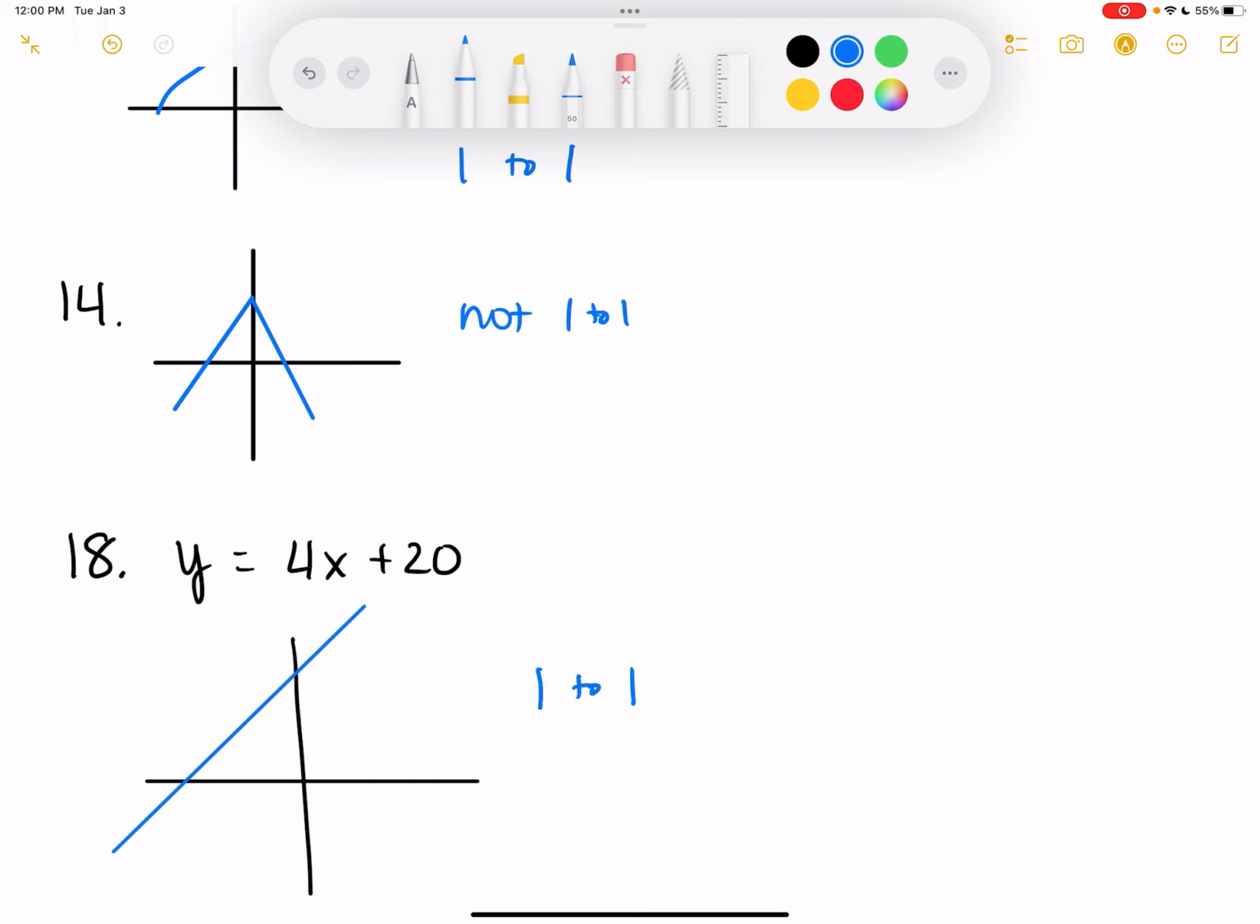Got it. If they're ones like the cube root of something, you are more than welcome to graph it on your calculator and just use the horizontal line test to check it. I gotta find that too, my calculator.